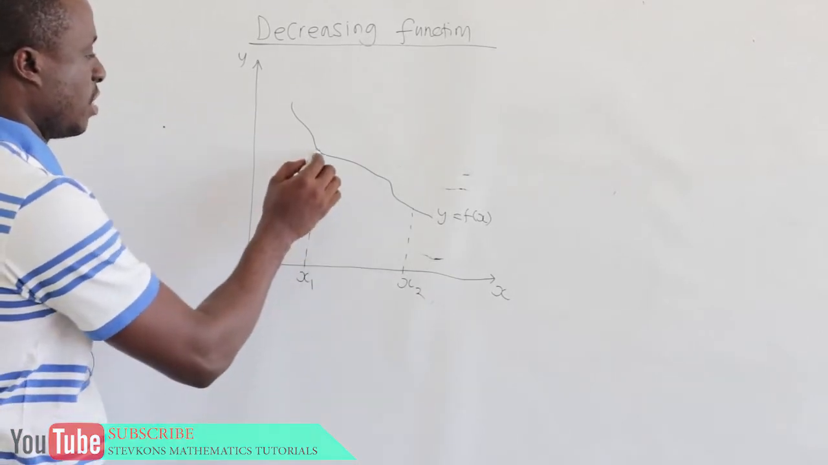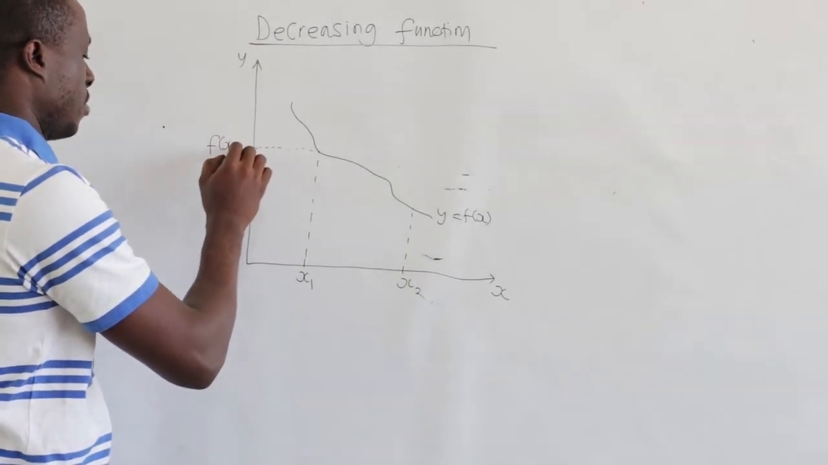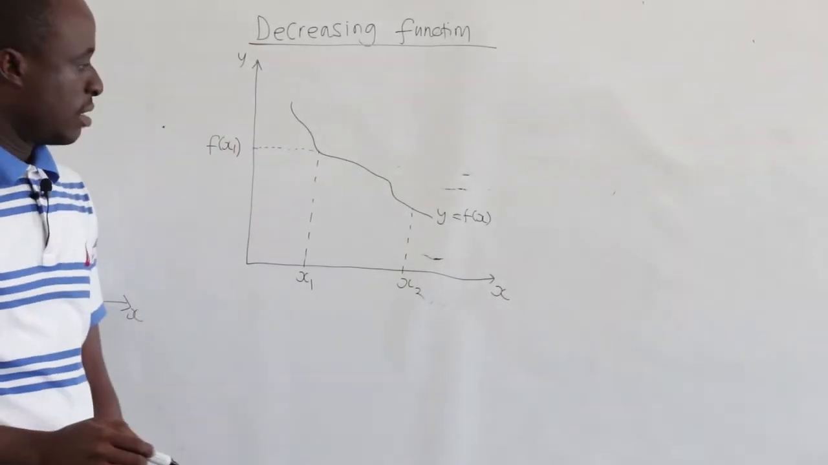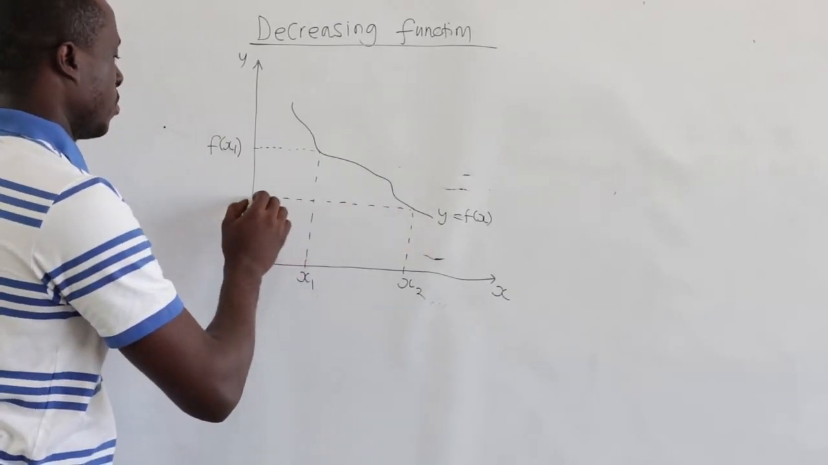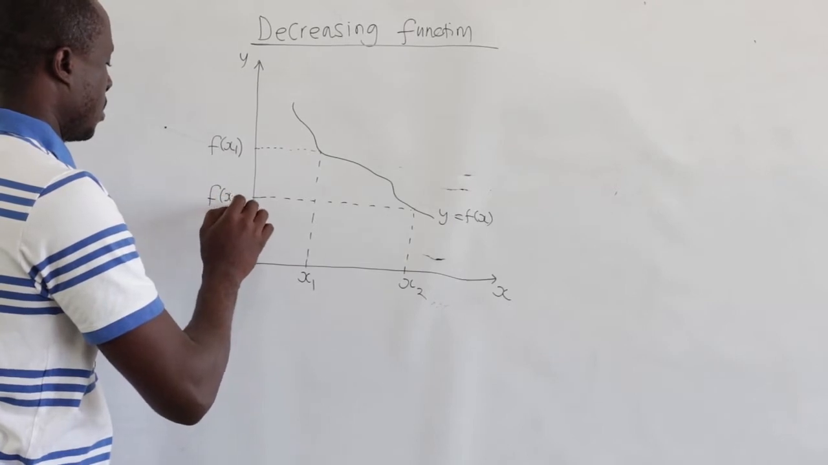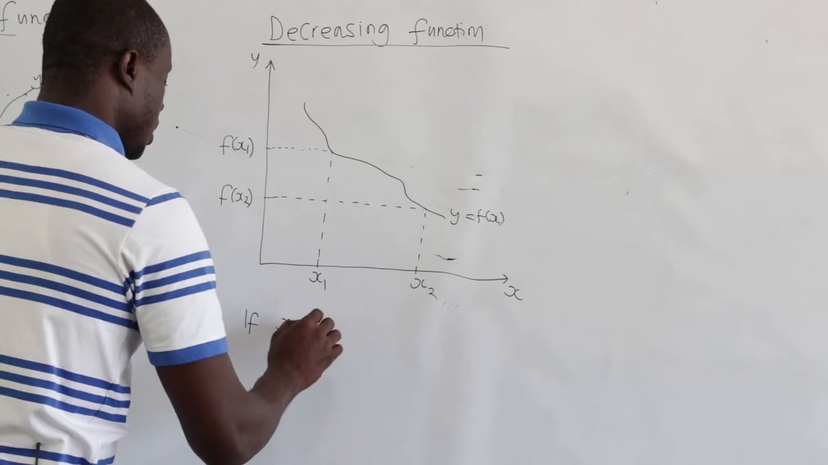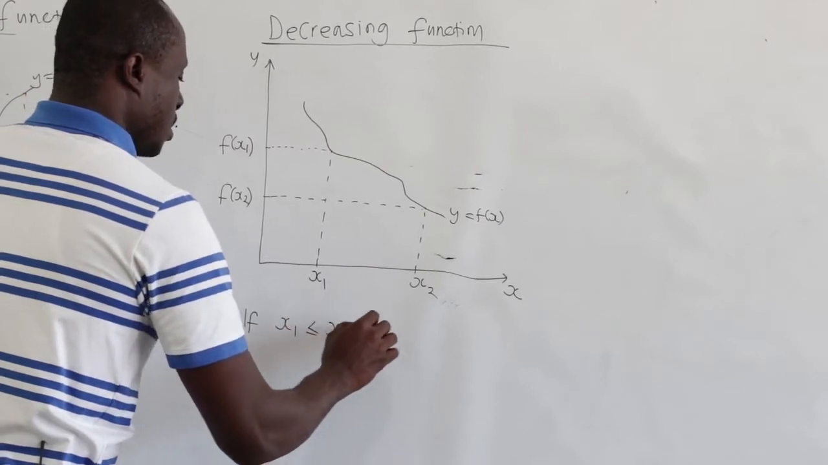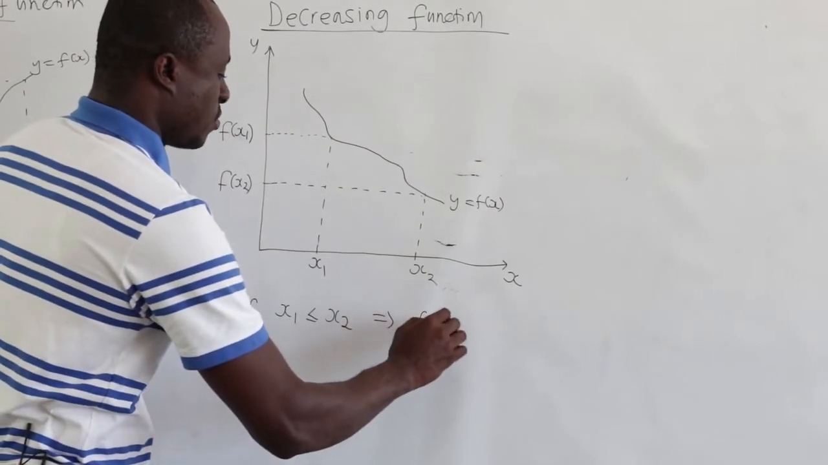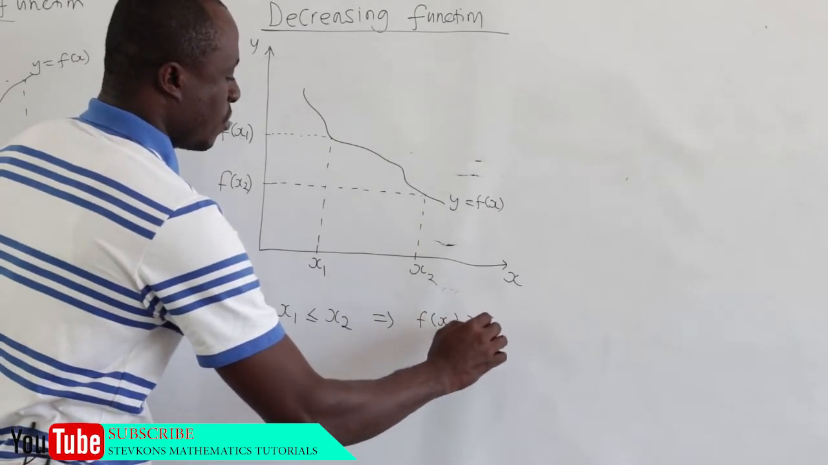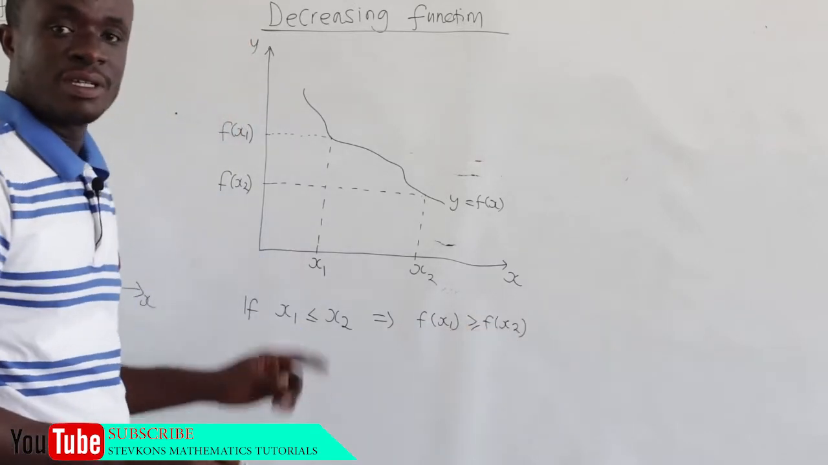Now, x1 will give us its corresponding y value, which is f of x1. And then x2 will give us its corresponding value, which is f of x2. Now, the condition says that if x1 is less or equal to x2 implies that f of x1 is greater or equal to f of x2, then we say the function is decreasing.